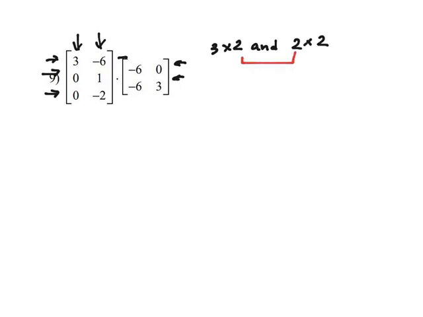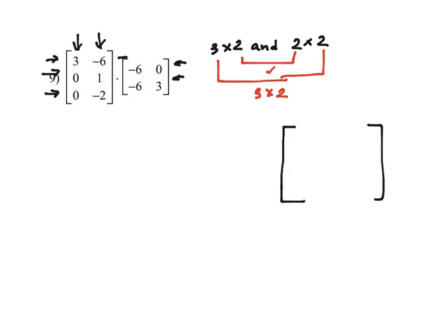The inner numbers tell us whether we can multiply. If they're the same, yes, we can multiply. The outer two numbers tell us what our final product is going to be, so that's going to be a 3 by 2. Okay, so let's go ahead and make the final product 3 by 2.